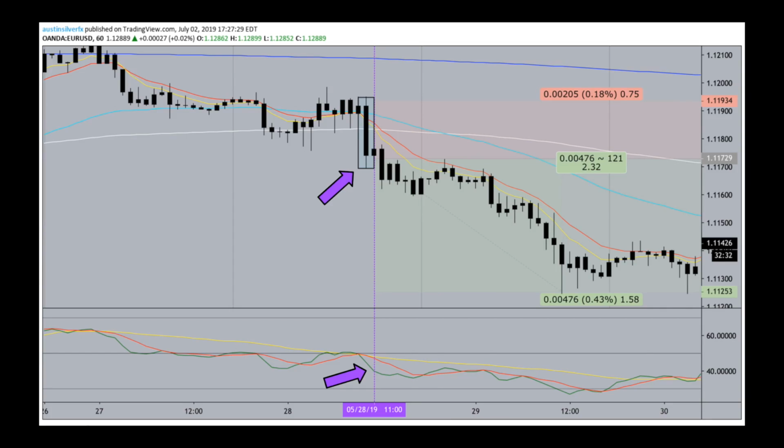Now, this is something that's going to be more of a swing trading strategy. This is something that you will have to hold for multiple days sometimes. But that can work out in your favor because you're going to be able to trade the same pair in the same direction for multiple days. And again, that goes back to you only need one good trade per day.